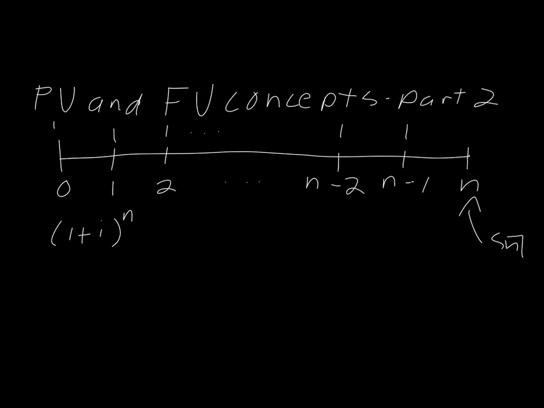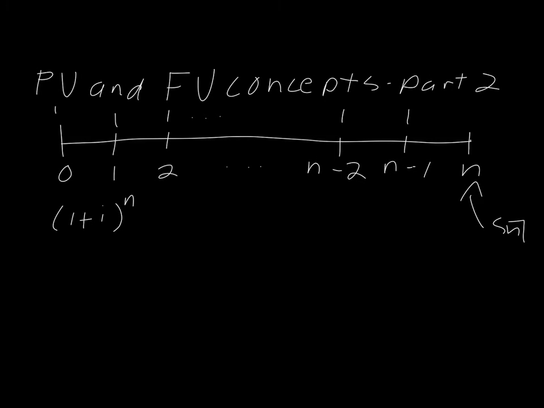So consider the dollar that is at time 1. Well, it earns interest for n minus 1 periods. And on and on and on we can go until eventually, let's look at the dollar at time n minus 2. It only gets 2 years of earning interest. And then the very last payment of $1 at time n minus 1, it earns interest for 1 year.